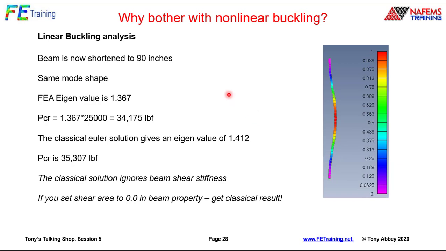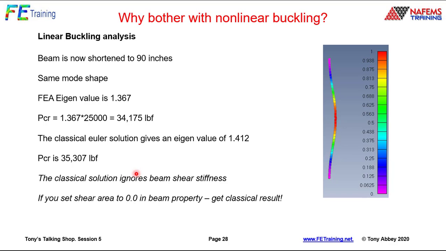So let's see how we get on if we shorten this beam now to 90 inches. I'm going to do a linear buckling analysis on that. I get the same mode shape. The eigenvalue is this, multiplied by my arbitrary applied load, I get 34,000 just over. Now the classic Euler solution gives an eigenvalue just a little bit different and actually gives a slightly higher value. Now that's getting a bit irritating. Why is the classical solution different from my FEA solution? It's the same problem I'm setting up.